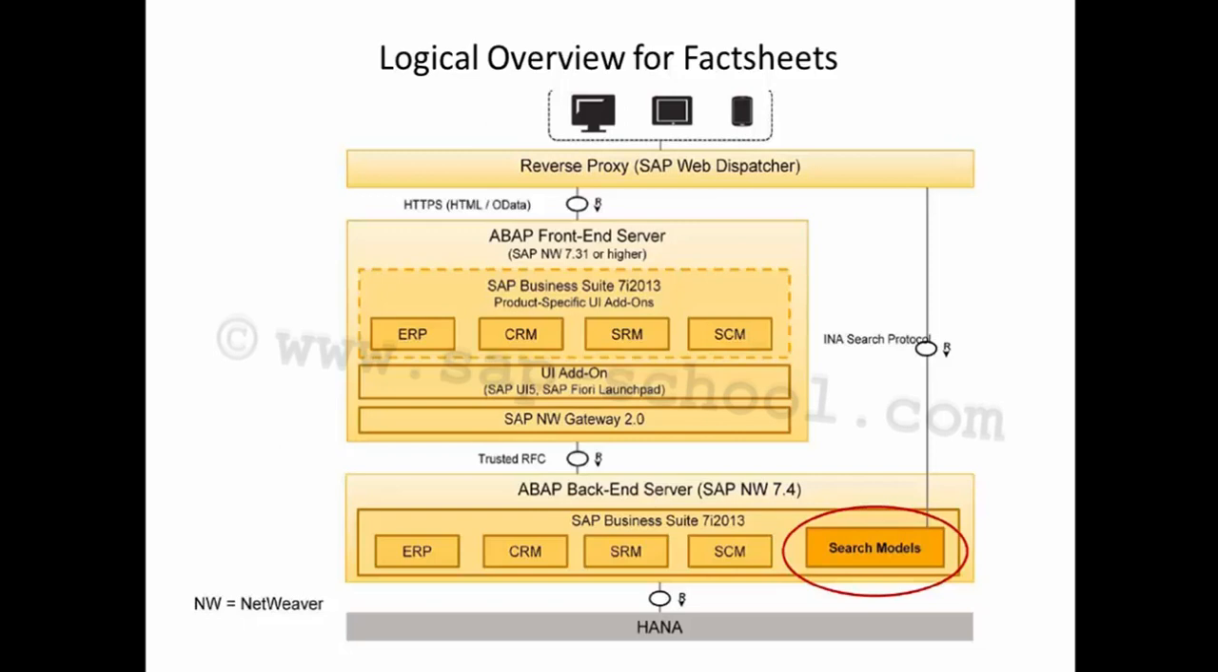So the architecture is almost similar to the transactional architecture in terms of the architecture and the components, except the SAP HANA DB, which is required in order for the search model part of the fact sheets to work. So the data requested from the fact sheets is pulled directly from the HANA database through the search models. So this is basically my logical overview for the fact sheets.